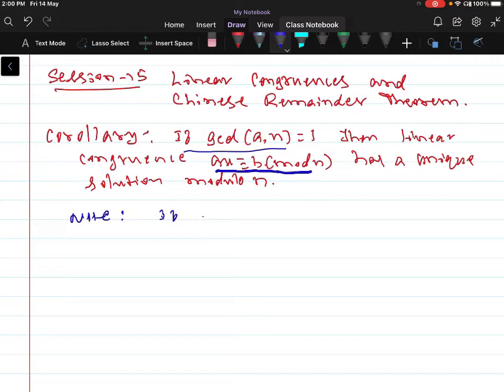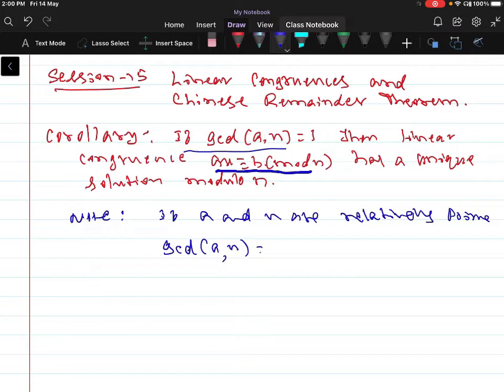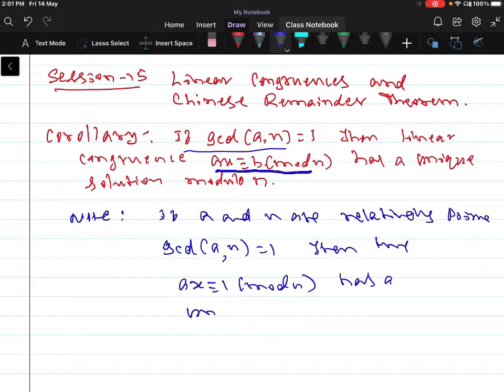Let us move to the note. If a and n are relatively prime, it means GCD of a, n is equal to 1. So then the linear congruence ax is congruent to 1 modulo n has a unique solution. So this is a very important property.